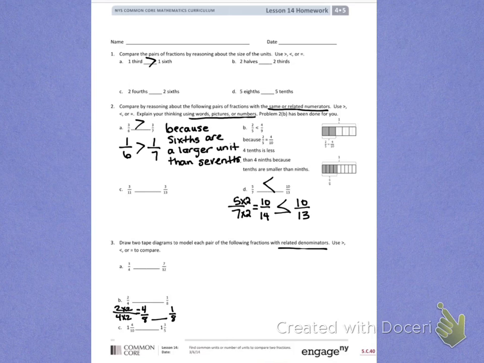And it wants us to draw 2 tape diagrams relating this. So I'm going to do that next. So there's my tape diagram representing 8ths. And I'm going to shade in 4/8: 1, 2, 3, 4. And I'm going to shade in 1/8. So we drew a tape diagram to model each pair of the following fractions. So I can see that 4/8 is going to be greater than 1/8. So my original problem, since 2/4 is another name for 4/8, then 2/4 is greater than 1/8.